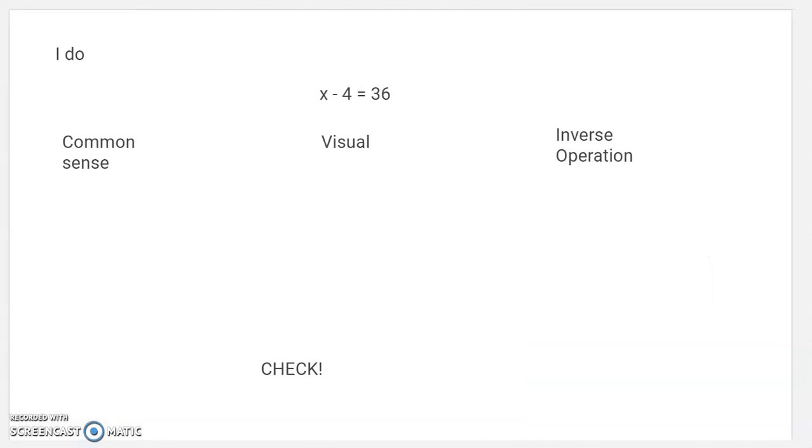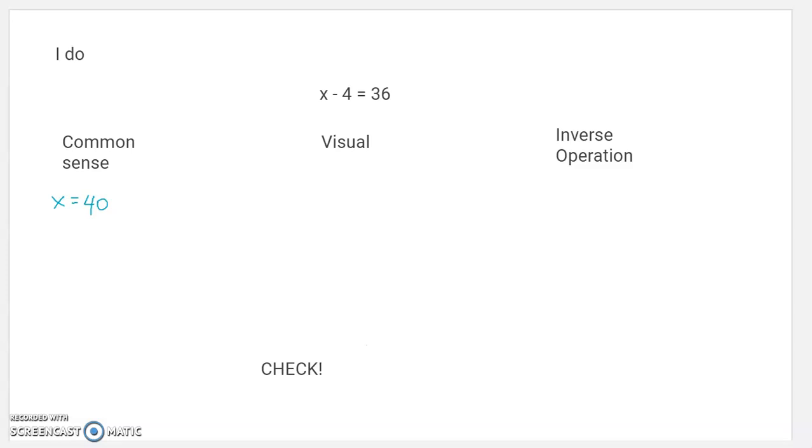So x minus 4 equals 36. Let's figure it out. First possibility, common sense probably works fine here. I bet you can say what number minus 4 is 36, and you can probably just look at it and know that x is going to be 40. I think that makes a ton of sense. So I still need you to learn these other two strategies, like I always say, because eventually you're not going to be able to use the common sense strategy as these get more advanced.